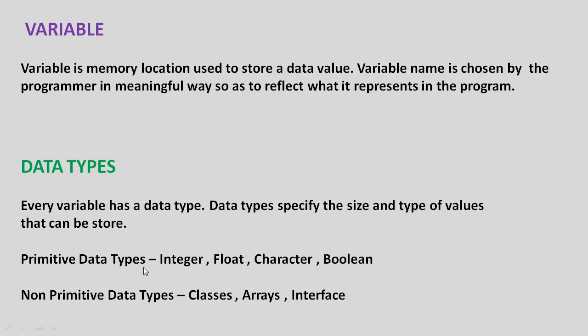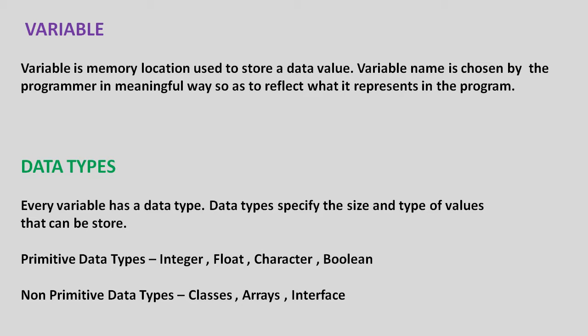The types of value to be stored are known as primitive data types. We will only talk about the primitive data types here. In our coming videos I am also going to explain non-primitive data types. So integer, float, character, boolean, these are primitive data types. On the basis of the type of value, an integer is for example 4, 8, 9, 10. These are called integer values.